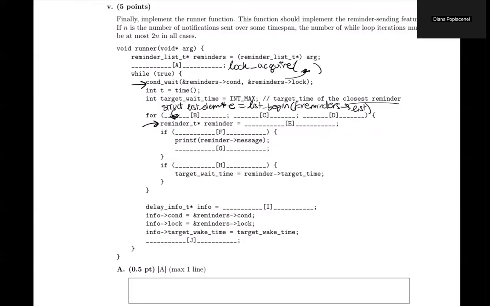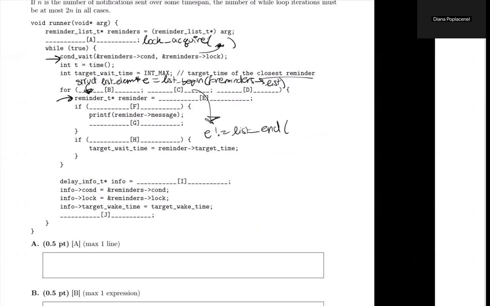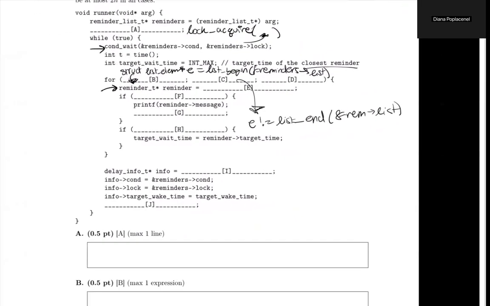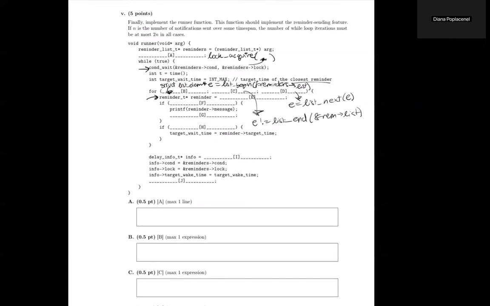Then I think about when do I want to exit out of the for loop? Well, when I hit the end of the list. So I check that it's not list end. Okay, I'm just going to call reminders rem. So if you see rem, that's actually reminders. And how do I continue iterating in a Pintos list? I call e equals list next e. So that is going to grab the next list elem pointed to by our current element e.